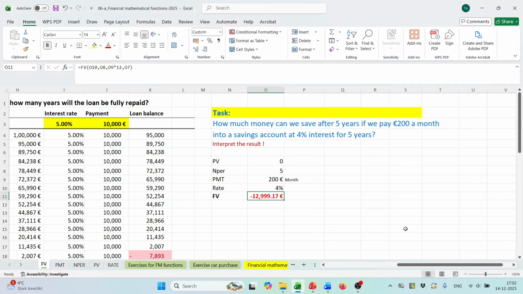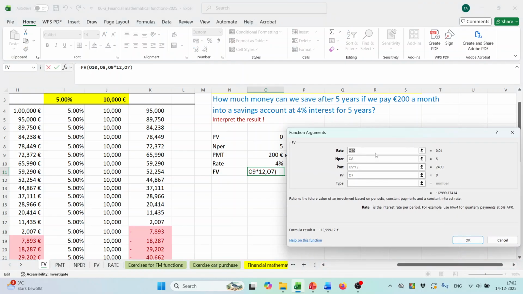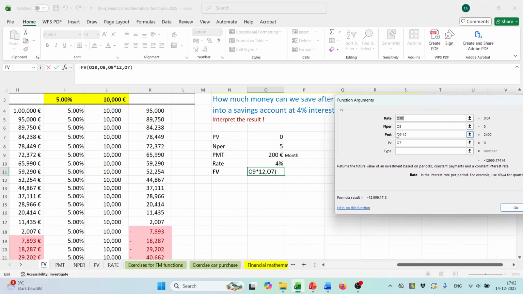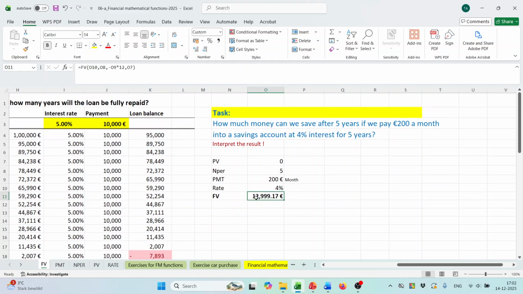So if we press OK, we'll find out what will be our future value, but it is showing in minus because for the payment, we are paying this amount to the bank, so it is an outflow. The money is going out from the farmer. We have to indicate it with a minus sign. So after 5 years we are saving 12,990 euro.